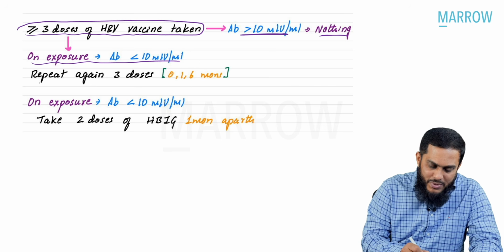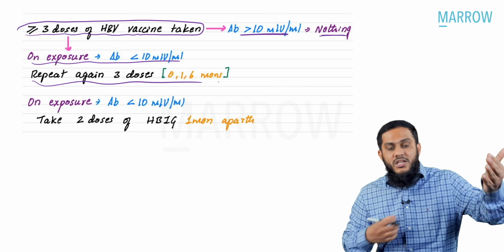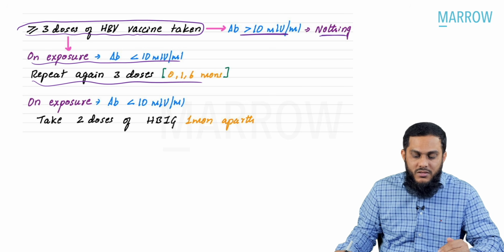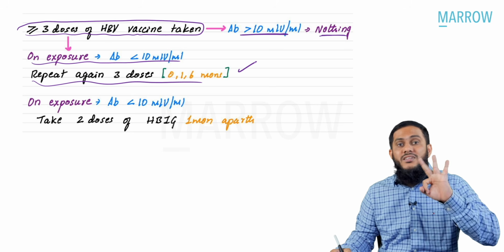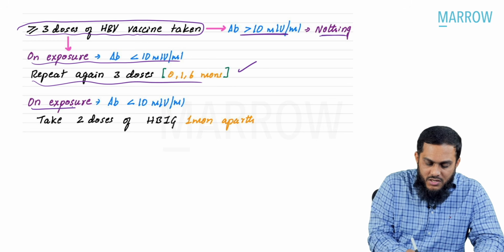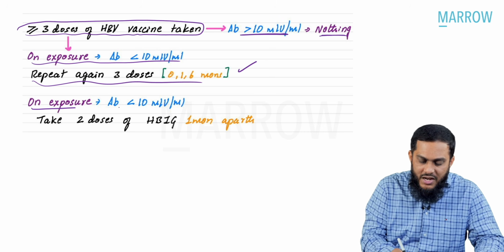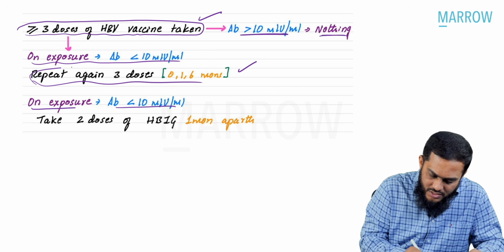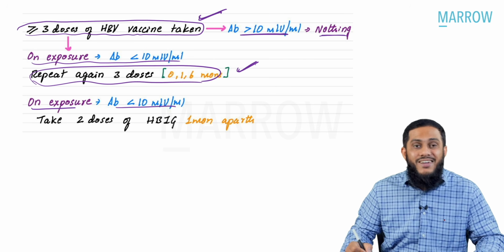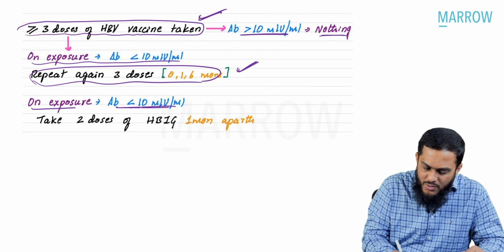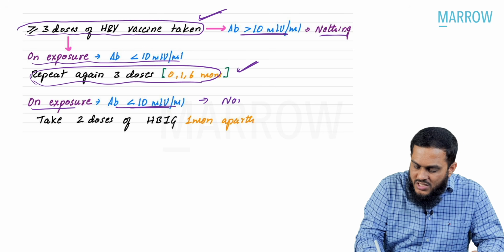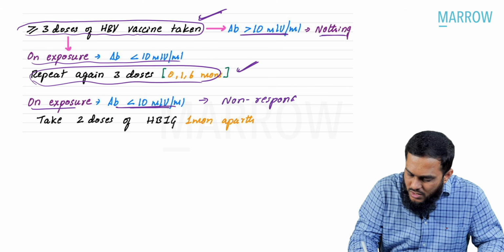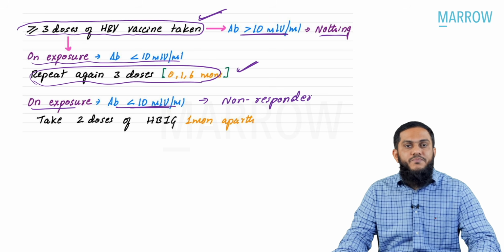What to do? Repeat again the 3 doses. If you have taken earlier 3 or more doses, again repeat 3 doses, not 1 dose, 3 doses. Second time you have to repeat 3 doses, not 1. Again, if exposure occurs after some time, again if the antibody titer is less than 10, here 3 doses taken and here 3 doses taken. Sir, 2 times you have to take 3 doses. Even after that, if antibody titer is less than 10, we call that person a non-responder, and don't repeat the vaccines again in this patient.